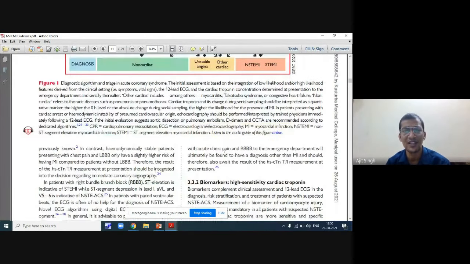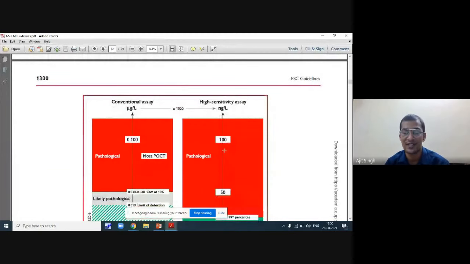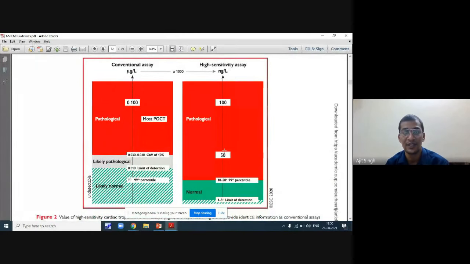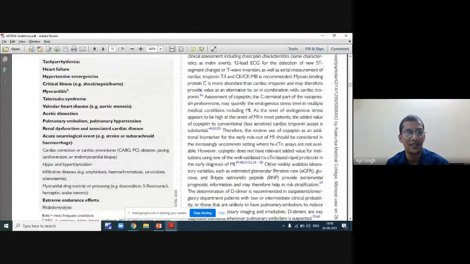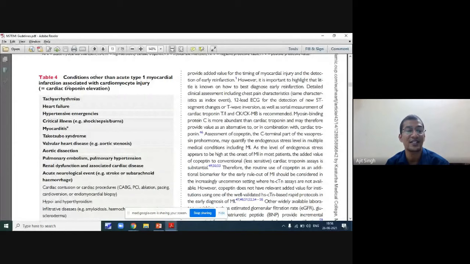And then there is the diagnosis, biomarkers, as I told you: troponin T, troponin I, CKMB. And they have written everything very clearly. And here you can see the conditions. These are the other conditions which are associated with myocardial injuries. The patient can present with myocardial injury along with tachycardias, along with heart failure. Patient can come with a hypertensive emergency and MI. Patient can come with a critical illness like shock, cardiogenic shock, or sepsis or burns, and then can get MI.